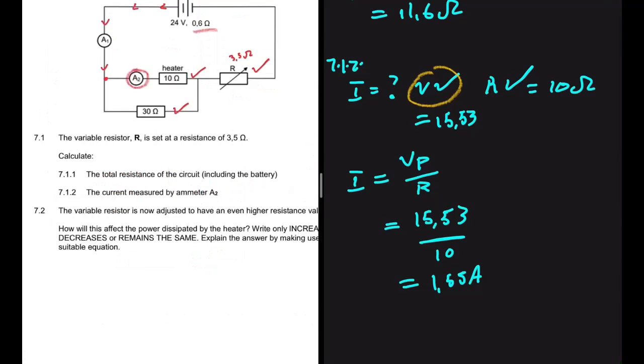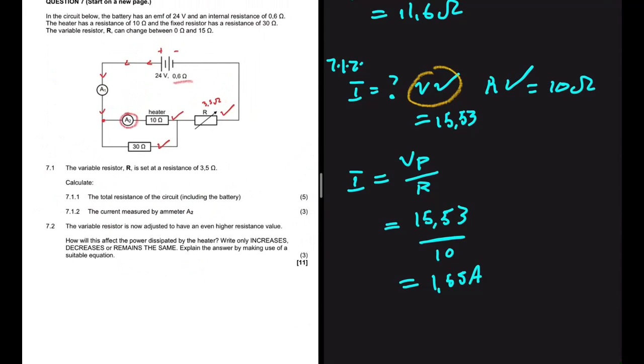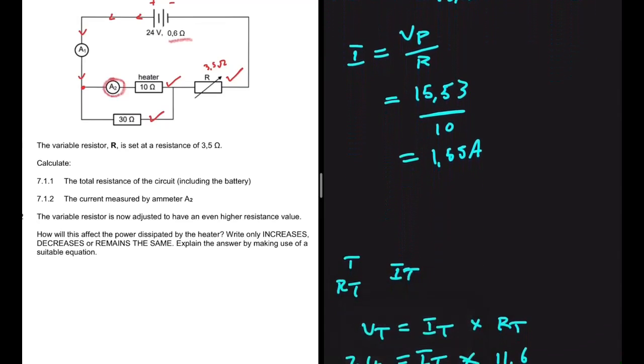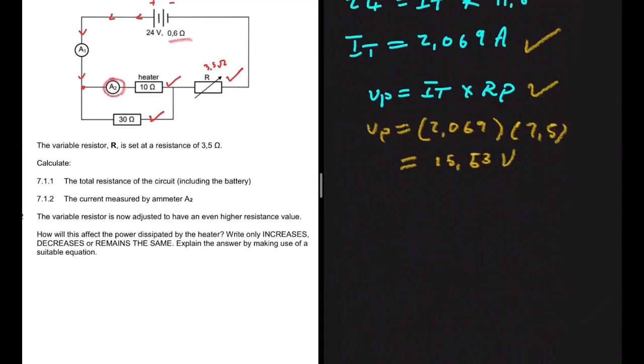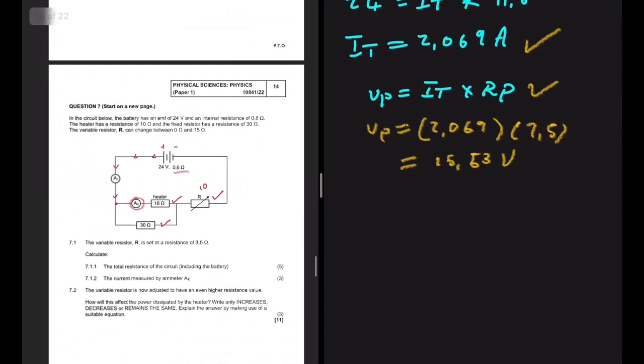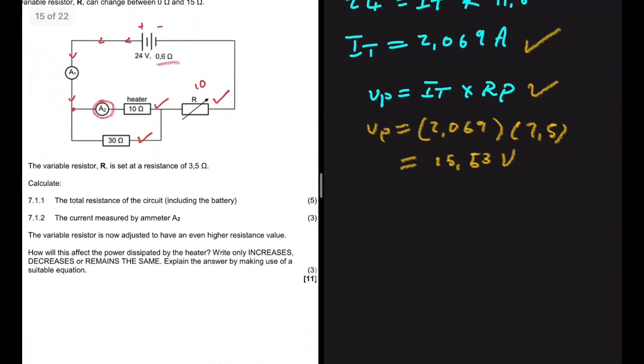7.2, the variable resistor is now adjusted to have an even higher resistance value. So the resistance of the variable resistor is increased. So we no longer have 3.5 here. We probably have 10 or something, whatever number is greater than 3.5. The question is saying, how will this affect the power dissipated by the heater, right? Only increase, decrease, or remain the same.